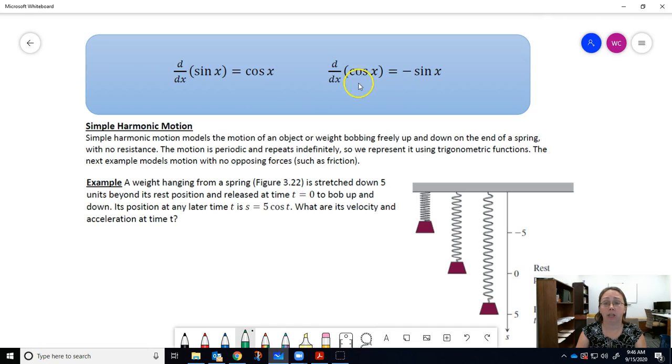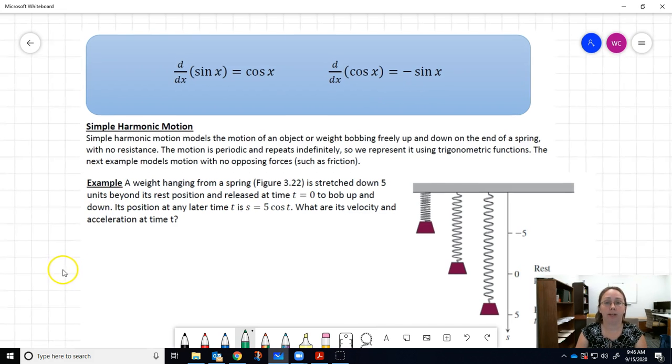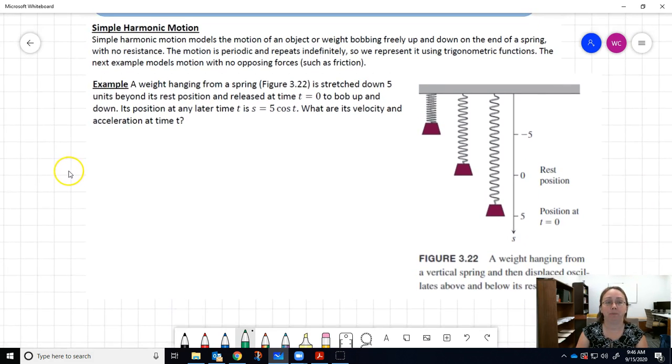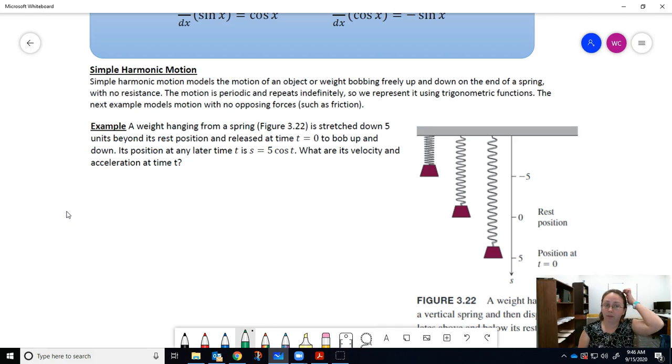The derivative of cosine is negative sine. You have to get that right. The derivative of cosine is the one that always has the negative on it. You're going to have a couple more trig rules in the next video, but for now, let's just use those two. So, simple harmonic motion.